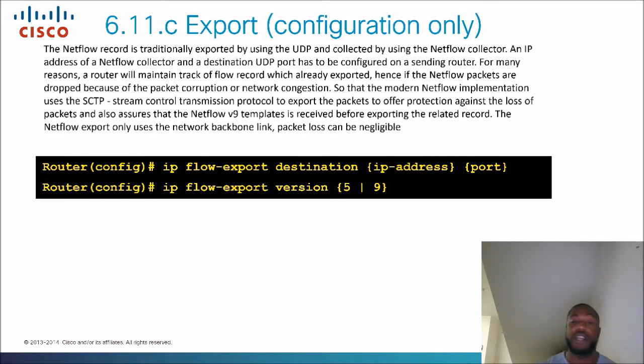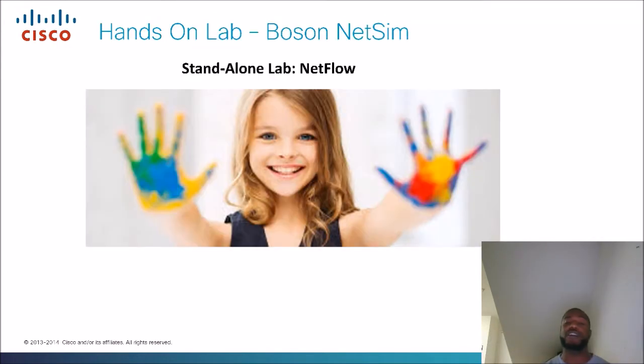Or you can export it. For the exam, we only have to do the configuration for export. We just need to know how to configure it. So IP flow export destination, you do the IP address and the port, and I believe we're going to do this in Boston NetSim as well. IP flow export, and then you just choose the version, either 5 or 9. Again, by default, it is version 1. So let's go ahead and fire up Boston NetSim and do the standalone lab, NetFlow.